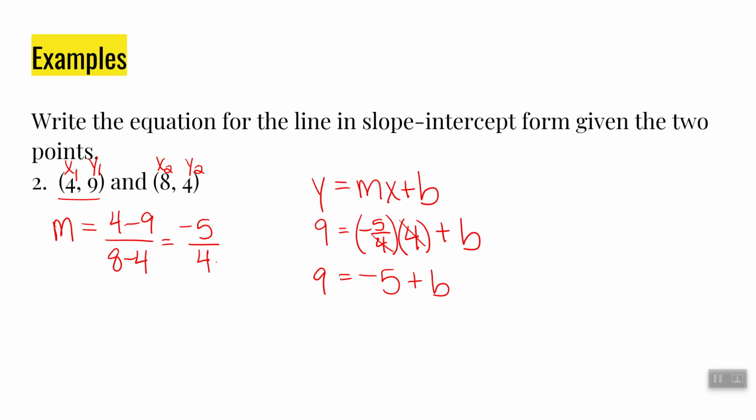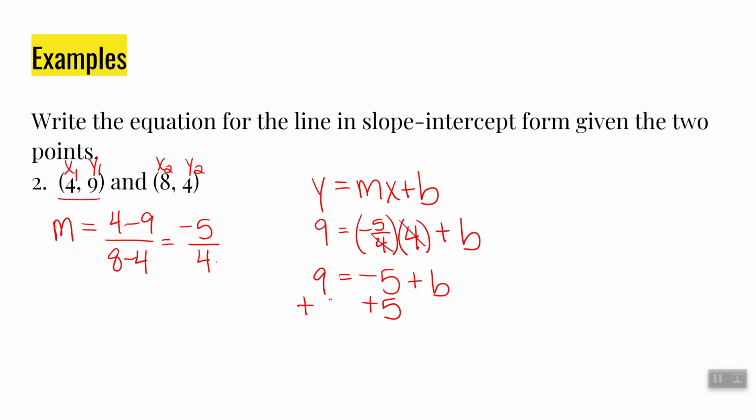If you're not understanding why I'm canceling the numerator or the denominator with the whole number, when you multiply a fraction times a whole number, the trick is multiply the numerator by the whole number. 5 times 4 is 20. And then you can divide by the denominator. 20 divided by 4 is 5.